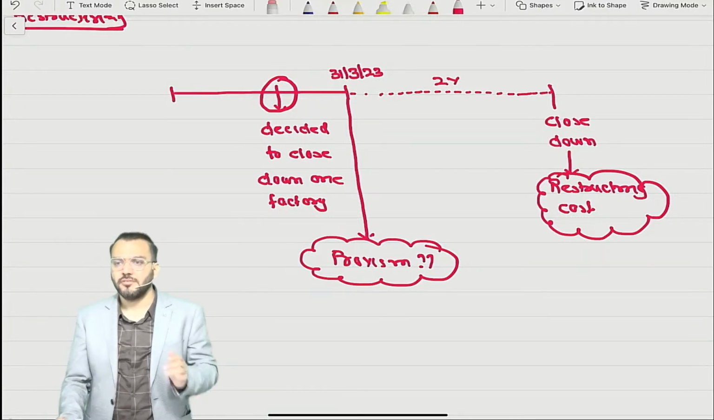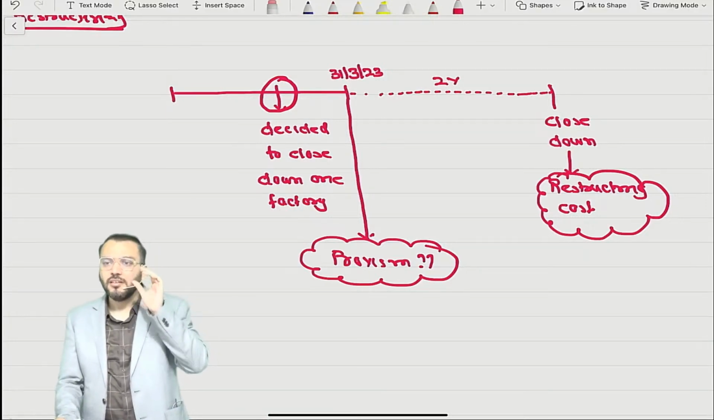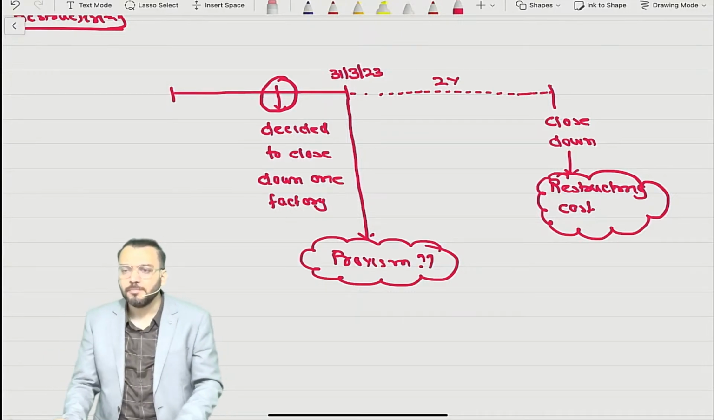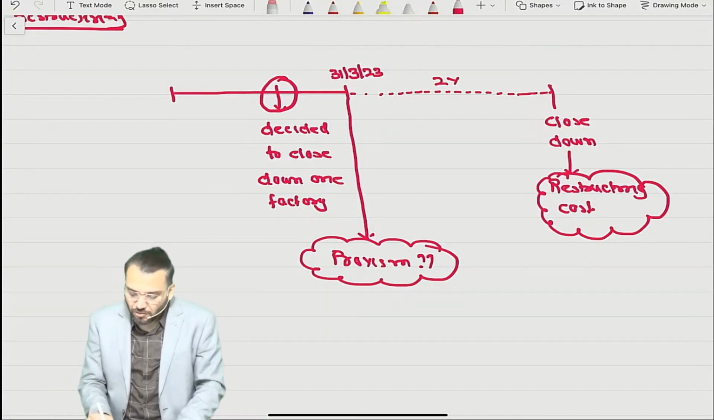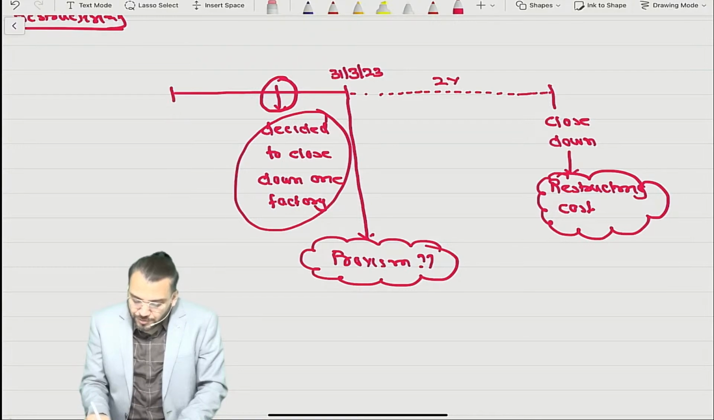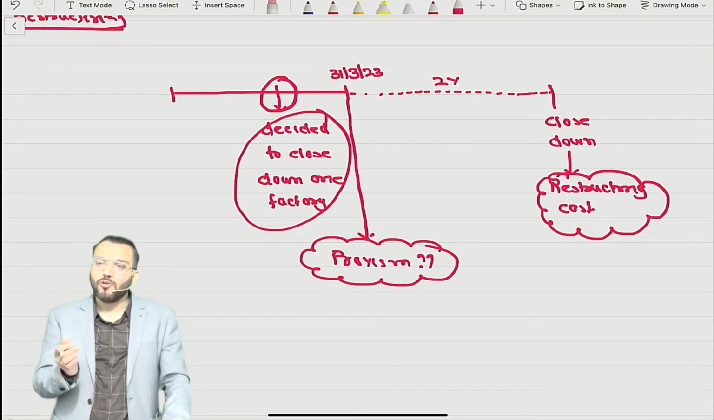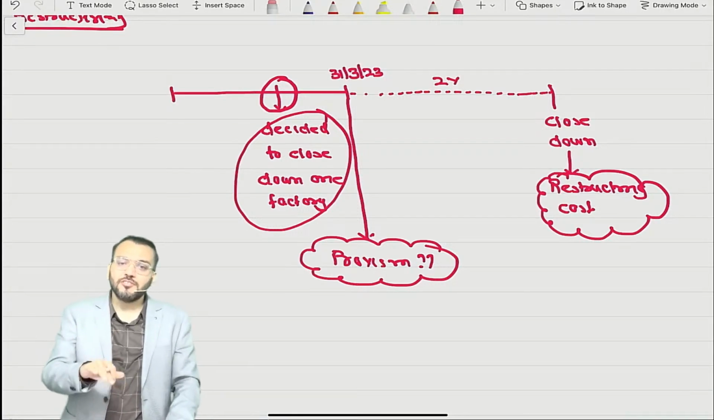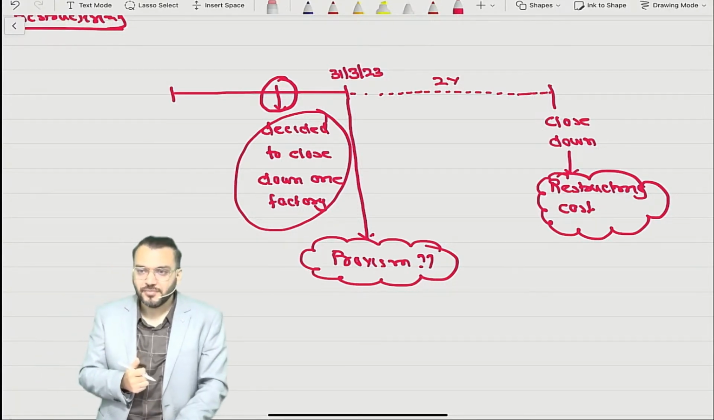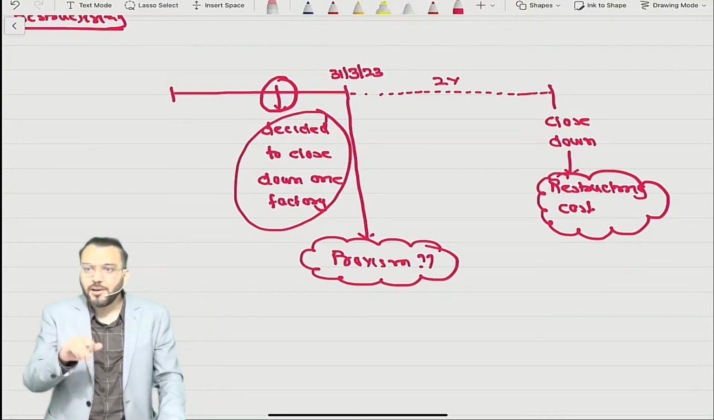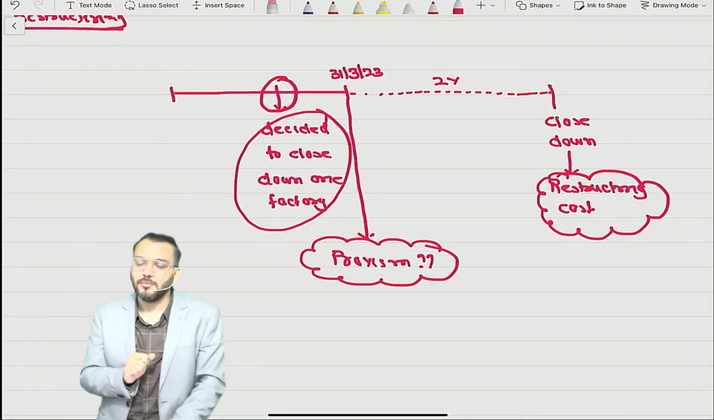Why no? I am saying we already decided. Before 31st March we already decided. The board of directors has already taken a decision to close down the factory. Already there is a past event. Come on, say it, yes or no?